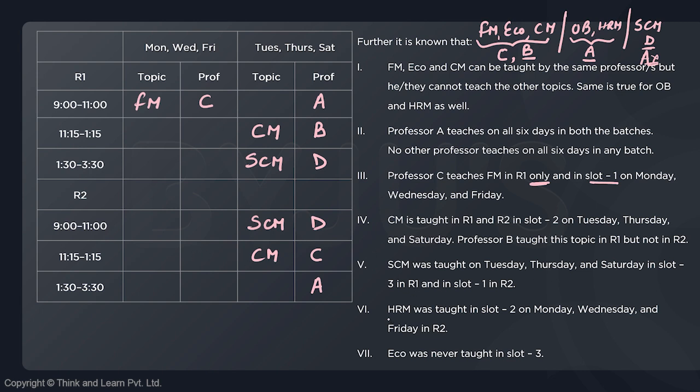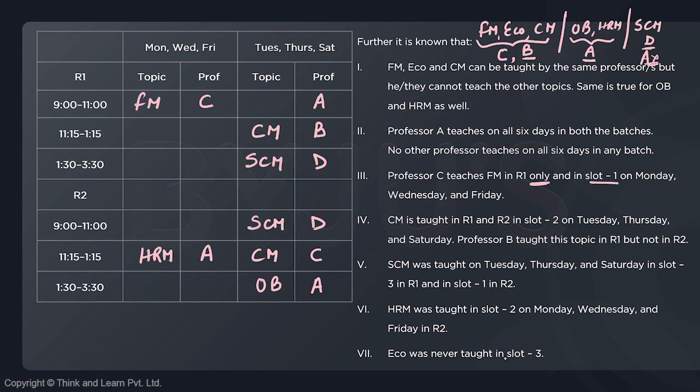What next? HRM was taught in slot 2 on Monday, Wednesday, Friday in room 2. In slot 2, HRM was taught, and HRM is taught by A only. So A must have taught it here. That means A must have taught OB over here. Okay. It was taught in slot 2 on Monday, Wednesday and Friday, which I have already written over here. Till now everything is fine.